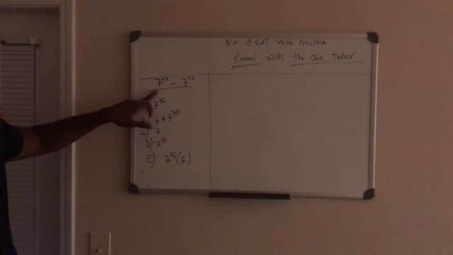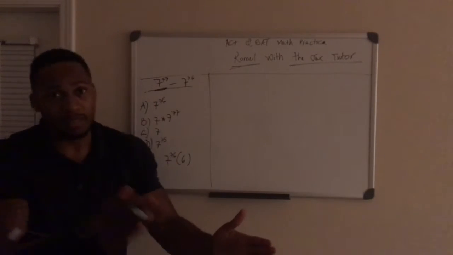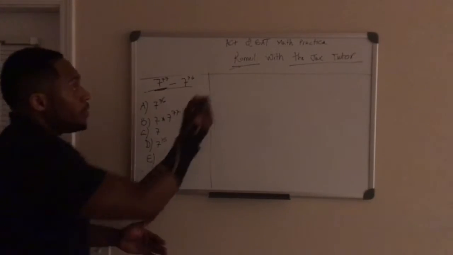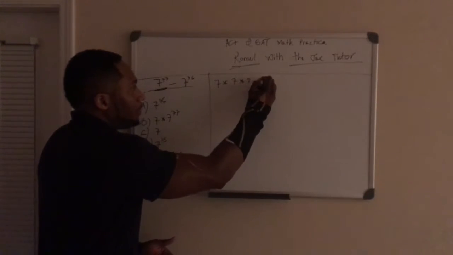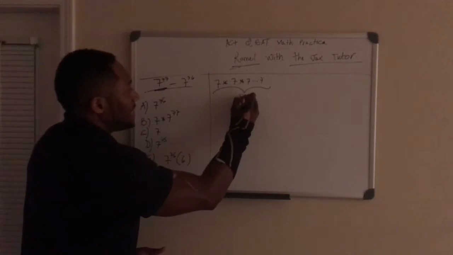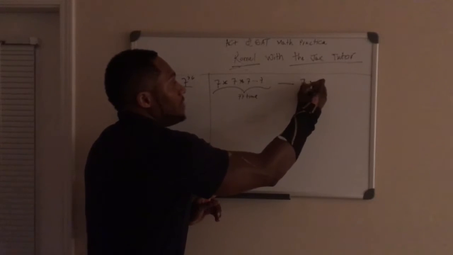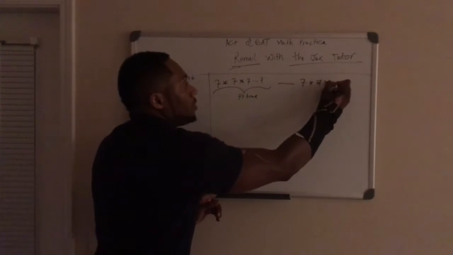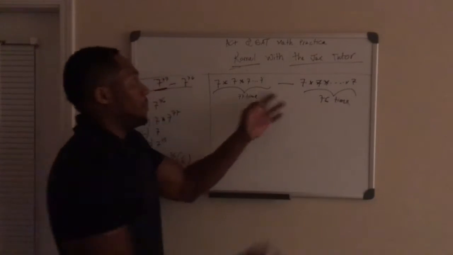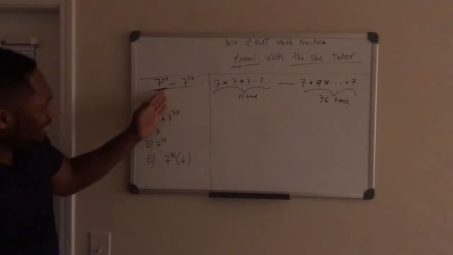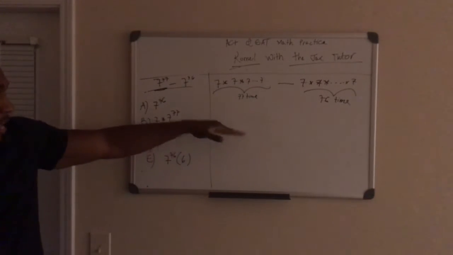Here, when you have 7 to the 77, I'm referring to the first part, it's 7 times 7 times 7 times 7, and you're going to count this 77 times. Here it's the same thing, minus 7 times 7 times 7 times 7, 76 times. So one time less than this. So now it's kind of rewriting this minus this. We didn't really do anything here, just explaining what this is.